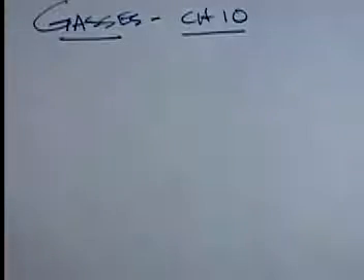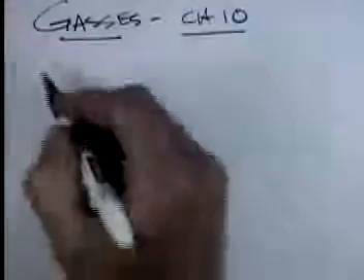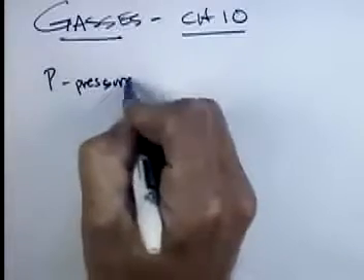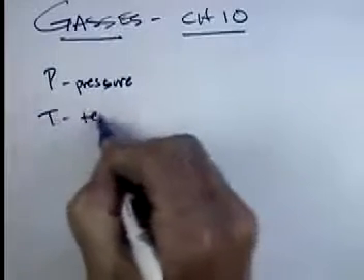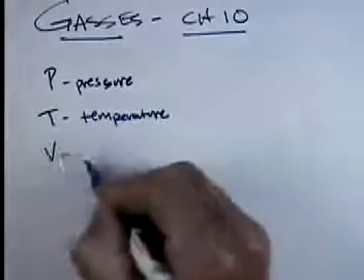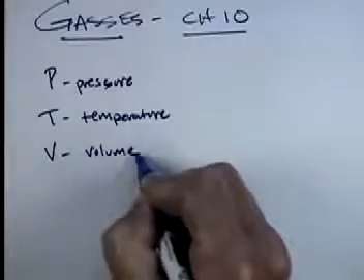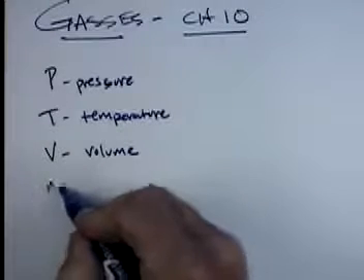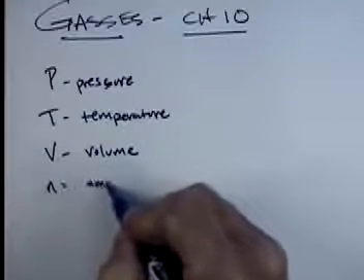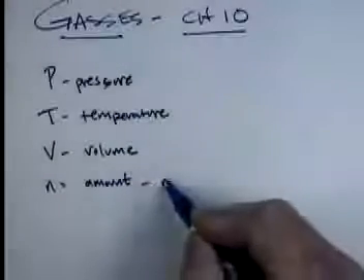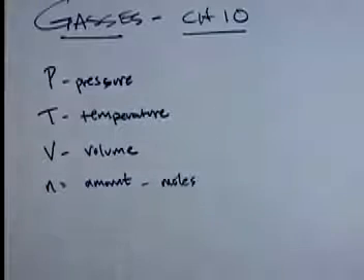There are four main things that describe gases: the pressure of a gas, the temperature of a gas, the volume of a gas, and the volume that we assume the gas actually occupies, and the amount of a gas. The amount of a substance in chemistry, we usually use moles to describe the number of molecules or particles of a gas.